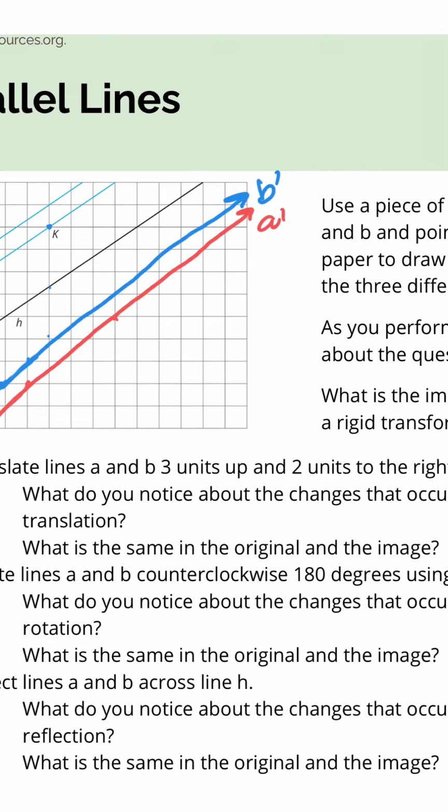Lines A prime and B prime are still parallel and the same distance apart as lines A and B. So all 4 of these lines are parallel to one another. Again, always make sure you're using your patty paper as you're going through this so that you can actually transform the images. Keep practicing with that patty paper.